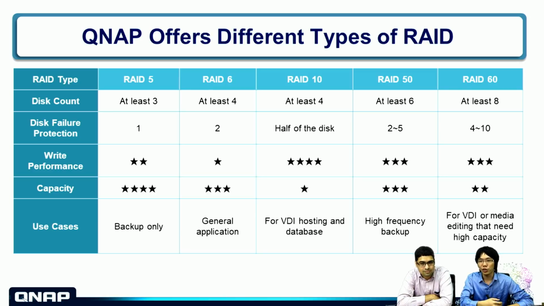And next, between RAID 15 and RAID 10. RAID 10, of course, still has higher write performance because it separates the disks into two disks per group. So the performance may be the highest, but as you can see, the capacity is the lowest of all because you need to sacrifice half of the total disk space as redundant space. To strike a balance between protection and capacity, we recommend, for example for high-frequency backup, that you start with RAID 15, while for VDI or media editing, which need both high capacity and performance, we recommend RAID 16.